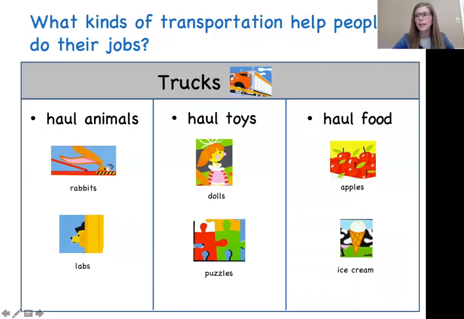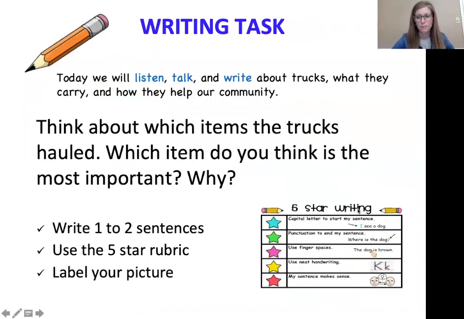As you do your writing and illustrations for this writing task, remember to use that 5-star writing rubric and to use details from the text. So your task is to think about which items the trucks hauled and answer the question, which item do you think is the most important and why? That's your opinion. Tell me your opinion. So you can write 1 or 2 sentences to answer this question. Use the 5-star writing rubric and label your picture.